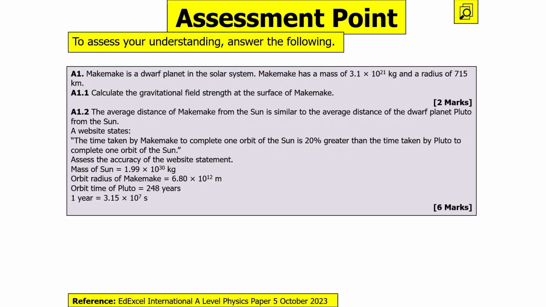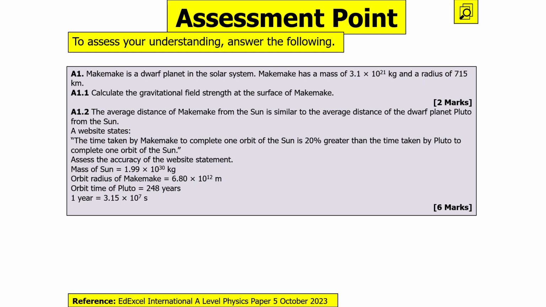Makemake is a dwarf planet in the solar system. Makemake has a mass of 3.1 times 10 to 21 kilograms and a radius of 715 kilometers. Calculate the gravitational field strength at the surface of Makemake. The average distance of Makemake from the Sun is similar to the average distance of the dwarf planet Pluto from the Sun. A website states that the time taken by Makemake to complete one orbit of the Sun is 20% greater than the time taken by Pluto to complete one orbit of the Sun. Assess the accuracy of the website statement.